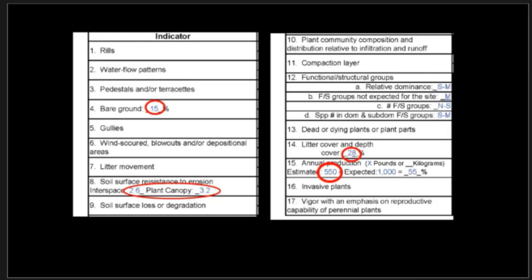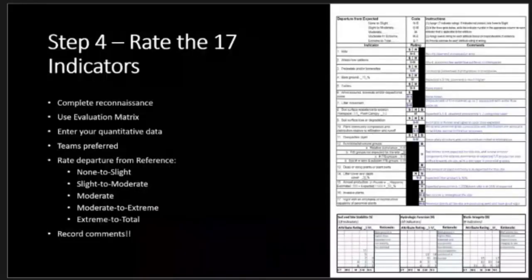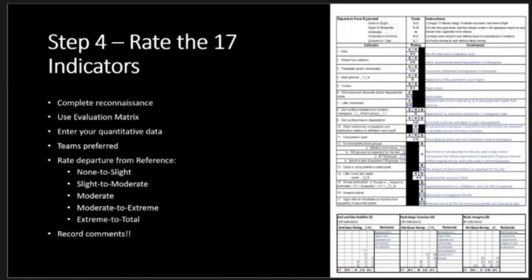These include bare ground and litter cover estimates, estimates of annual production, and values derived from our soil aggregate stability tests. Once the site has been determined, a reference sheet obtained, and all that supplemental information has been gathered, you're ready to rate your indicators. So we do an evaluation for each individual indicator.